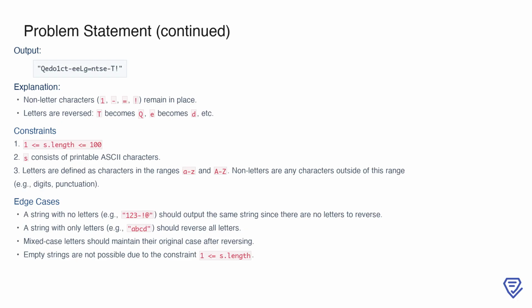Moving on to the constraints, the string length will always be between 1 and 100 characters, and every character is a printable ASCII character. Letters are defined as A-Z and a-z, while non-letters include anything outside these ranges, such as digits or punctuation. Some edge cases to keep in mind include strings with no letters, where the output will be identical to the input. Strings with only letters will result in a complete reversal of all their characters. Additionally, mixed-case letters must maintain their original case after reversing, and empty strings are not possible due to the constraints.